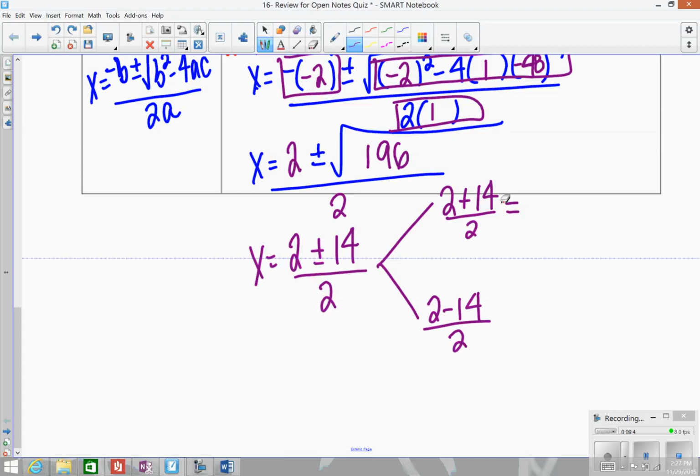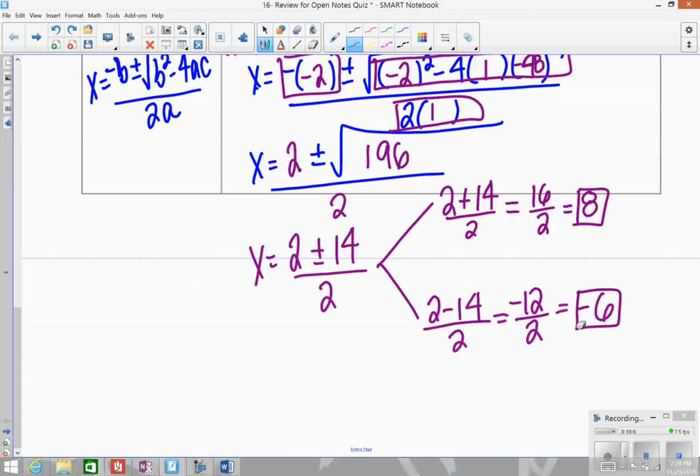So now 2 plus 14 gives me 16 over 2. So we get 8. That's a good sign because I've gotten that for the other ones. 2 minus 14, negative 12 over 2. Good sign, I'm getting negative 6. So again, same answer, different method of solving.